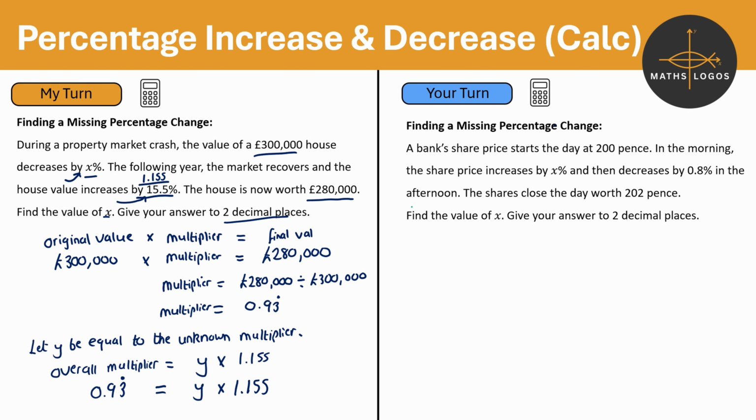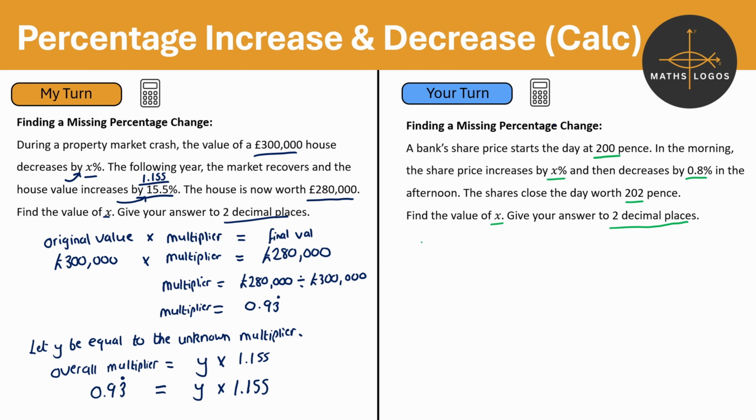Pause the video and give this question a go, and then we'll run through it together. A bank share price starts the day at 200 pence. In the morning, the share price increases by X% and then decreases by 0.8% in the afternoon. The shares close the day worth 202 pence. Find the value of X. Give your answer to 2 decimal places.